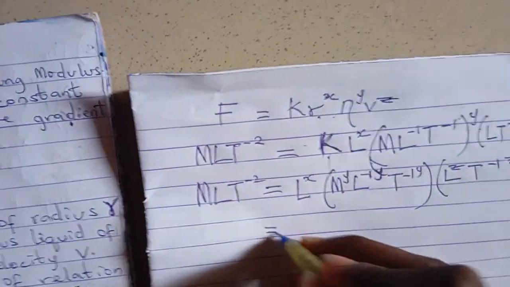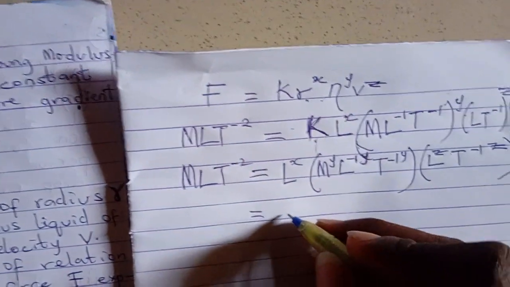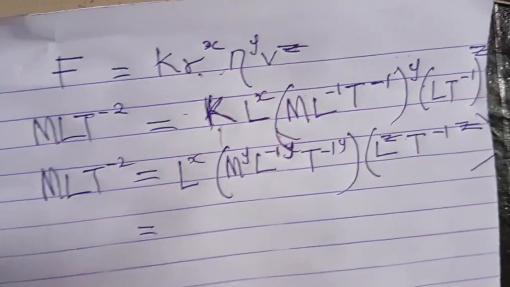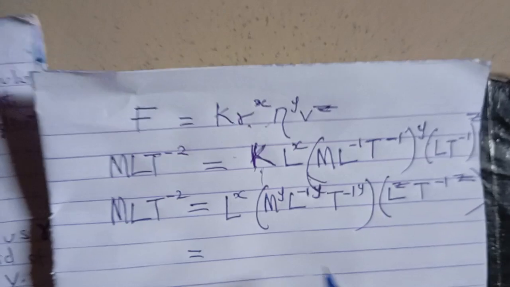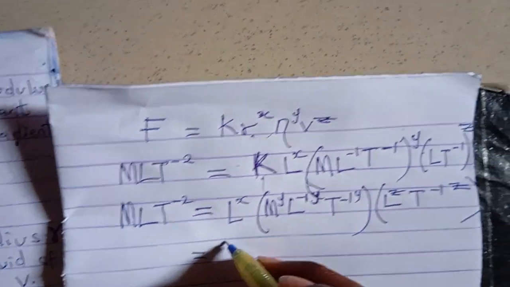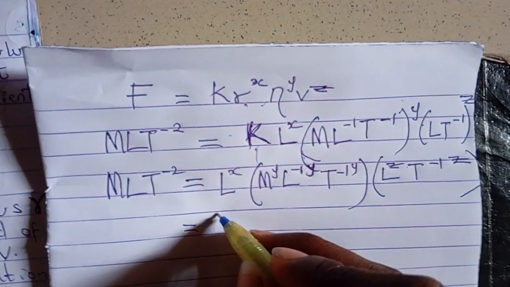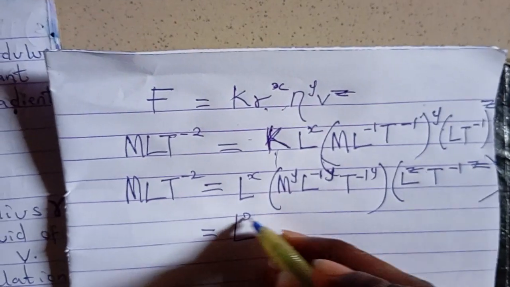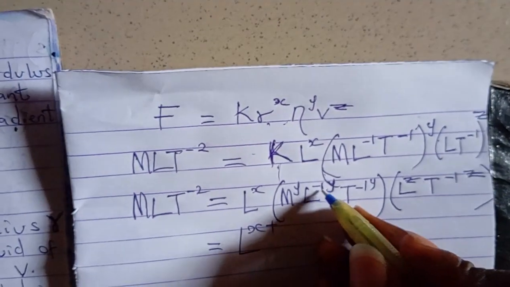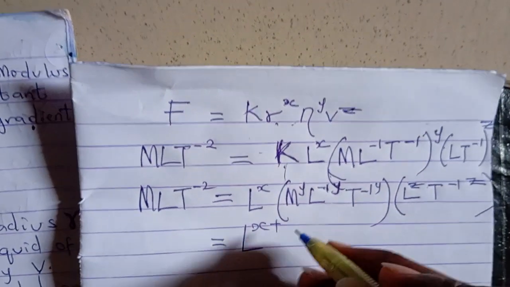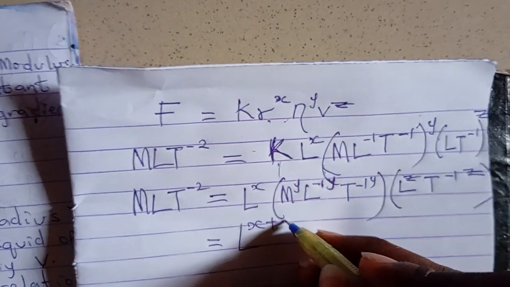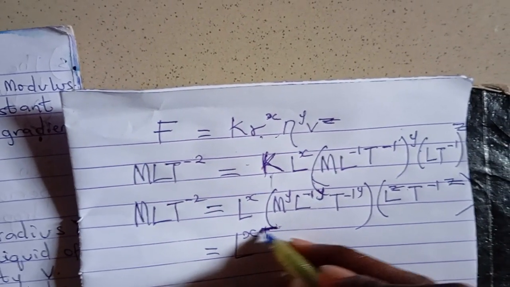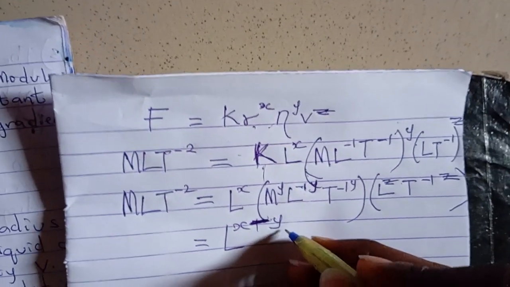For the right hand side, I'll use the method of multiplication. That is the multiplication law in indices. I'll apply it so that I now have all the L. Since the bases are the same, the multiplication law says if the bases are the same, add the powers. I have L raised to x plus minus 1 times y. Anything times 1 is itself. So it will be plus minus y, which is the same thing as saying minus y.